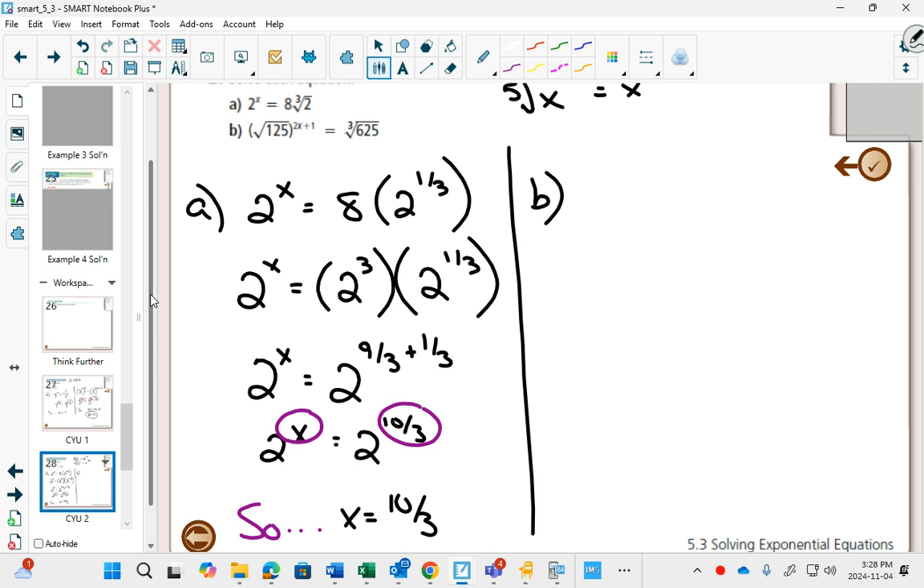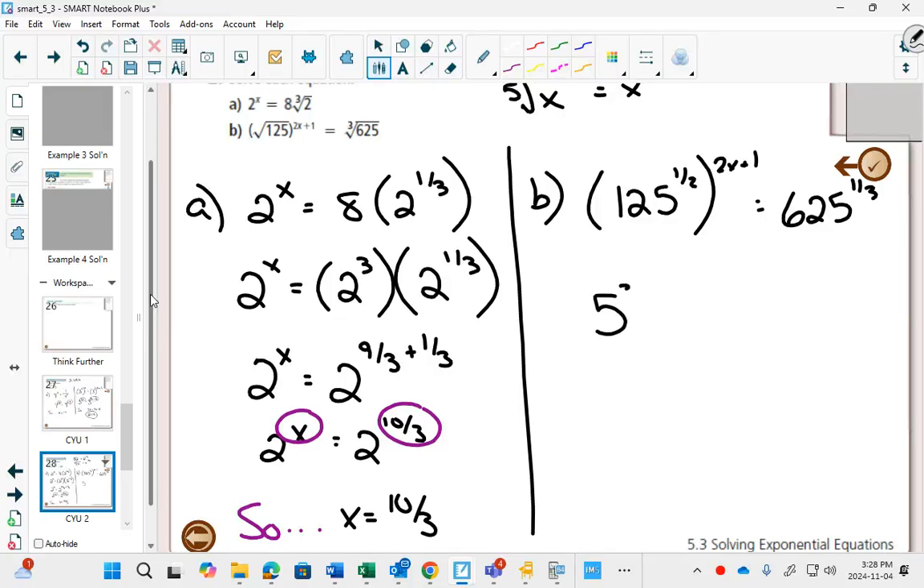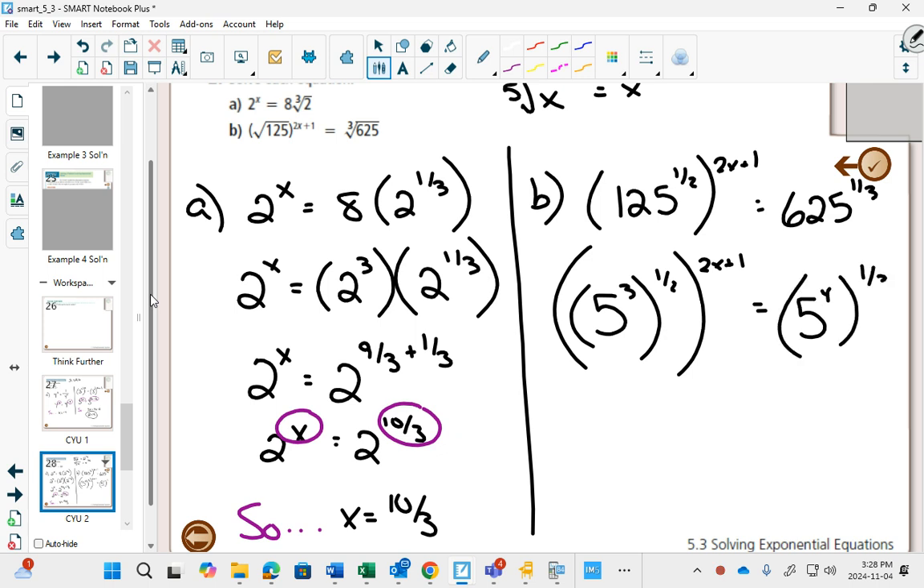So if I was doing this slowly, maybe the first thing I would do is change my radicals to fractional exponents. So I changed the square root to 1/2 and the cube root to 1/3. Then looking at 125 and 625, are they in the same column? Yes. This is 5 cubed. It's still to the 1/2, which is still to the 2x plus 1. And 625 is 5 to the 4, still to the 1/3.